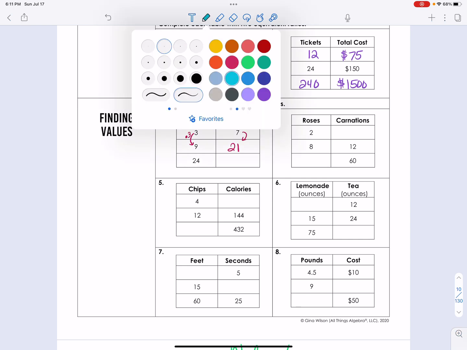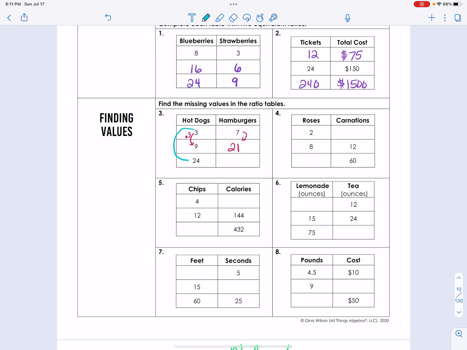Then the same thing is going to happen here. You've got to think, what did you do to 3 to get 24? You times by 8. So you would have to times by 8 here, and you get 56. This one has only specific answers because I'm telling you how many hot dogs. So let's try another one.